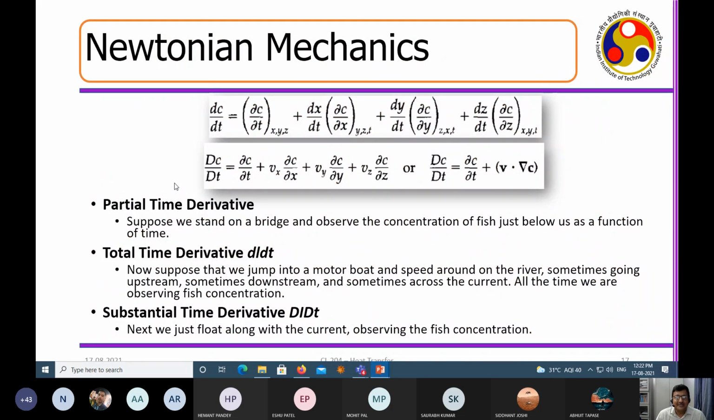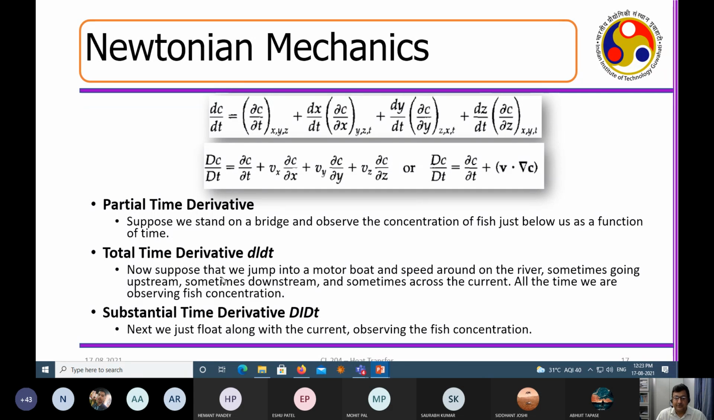So you have basically three types of derivatives in Newtonian mechanics. One is called the partial derivative. What is a partial derivative? If you fix all the other variables and look at a particular variable, how is the change? Suppose we stand on a bridge and observe the concentration of fish just below the bridge as a function of time. I am looking at a particular point, and at that point I want to see how many fish there are with respect to time. That is your del phi by del t.